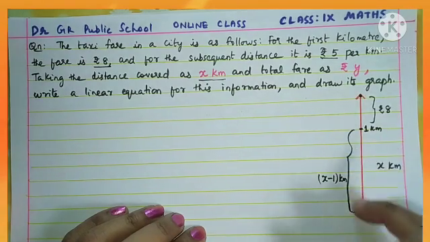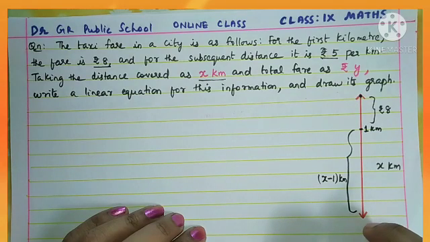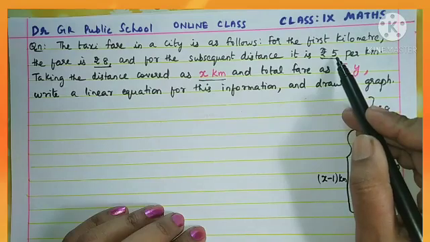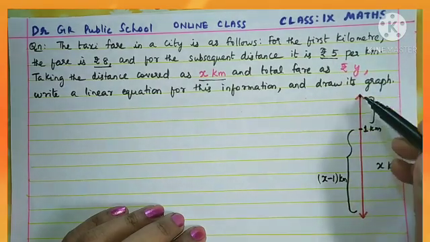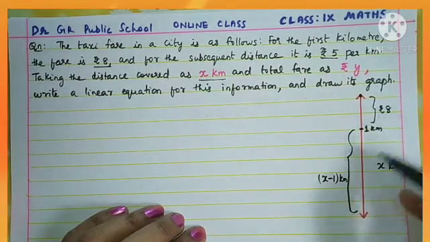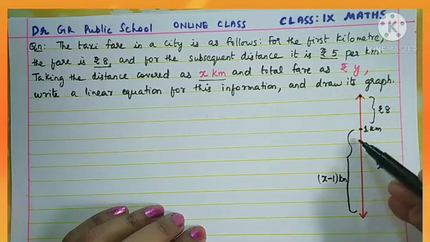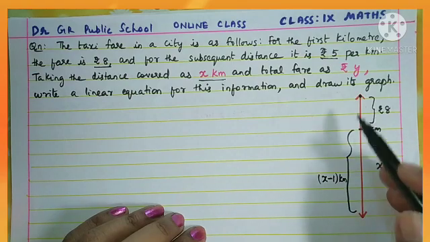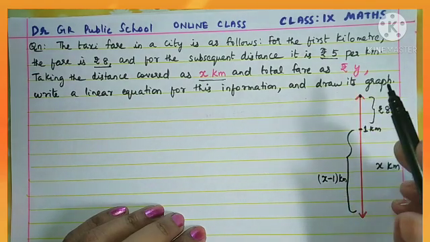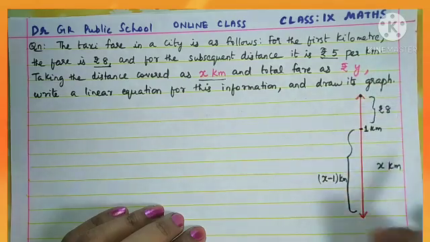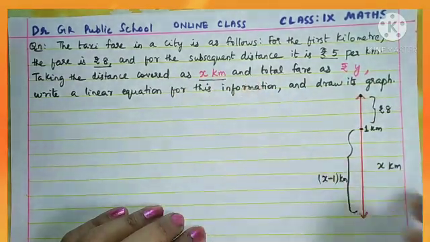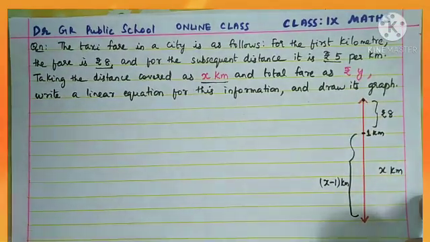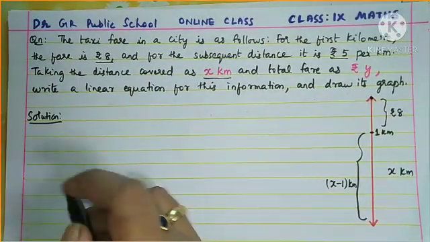And for this x minus 1 kilometer, how much do we need to pay for each kilometer? Yes, rupees 5. So, 1 kilometer for rupees 8, and for the subsequent distance, that is x minus 1 kilometer, for each kilometer we pay 5 rupees extra. Understood? So that is the idea of the question given. Now we will continue the steps and you will understand more. So let us start our answer.